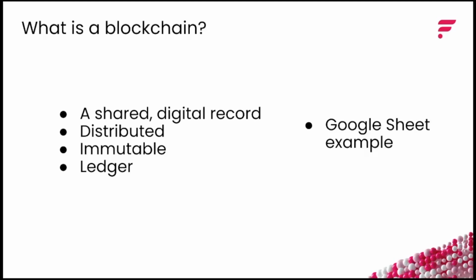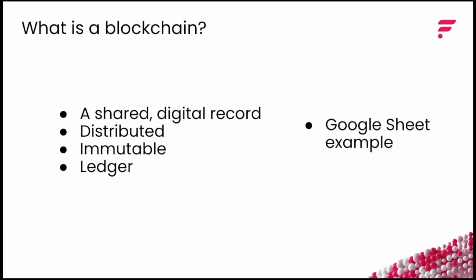Okay. Immutable means that once the information is recorded on a blockchain, it's very difficult to alter or change that information. And finally, it's a ledger, a record of transactions or data. Okay, and I like to keep things simple, so let's visualize a Google Sheet. Something a lot of people are familiar with. Let's say we have a decentralized version of this that's recorded on a blockchain.